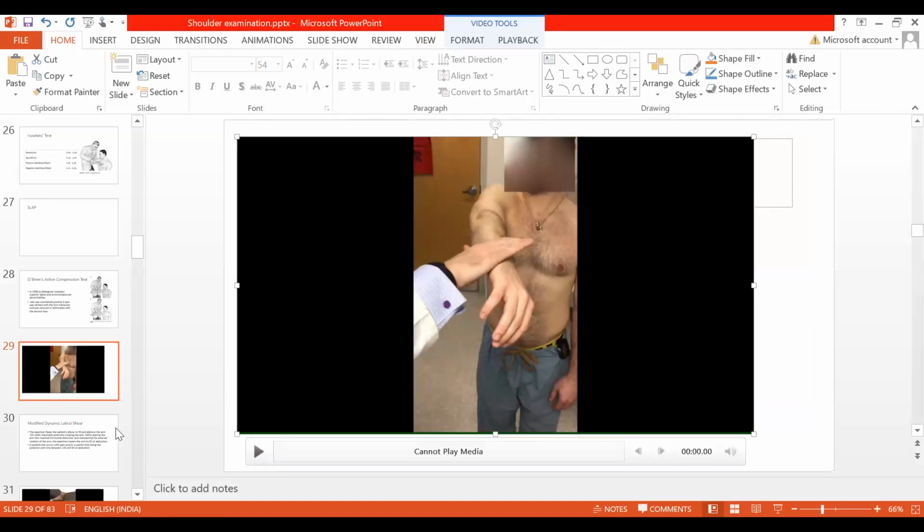The video is not working, so it is showing the same video with the arm in internal rotation, then in supination. So we'll move on to the next slide.